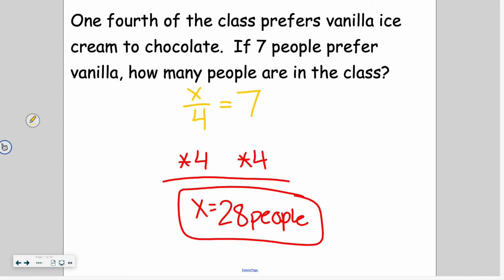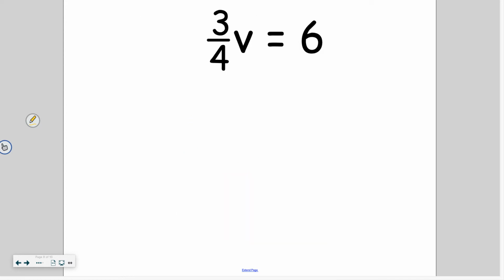Multiplying both sides by 4, we end up that 28 people are in the classroom. Last thing we're going to talk about is how to deal with fractions. Fractions actually involve both division and multiplication. The numerator tells you what you are multiplying by, and the denominator tells you what you're dividing by. So we're going to have to get rid of both of those pieces in order to get our variable by itself. We're going to start by getting rid of the denominator.